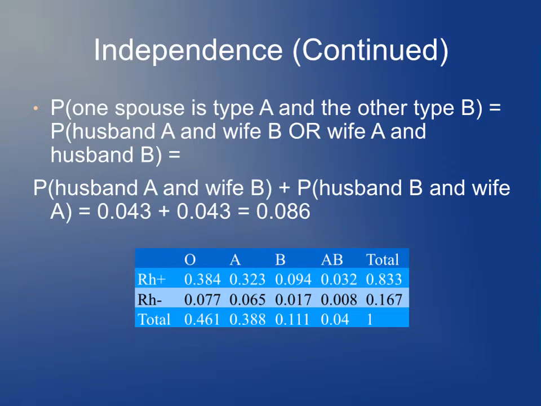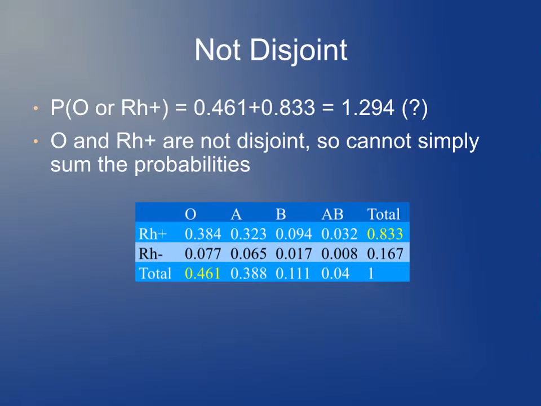And we can take this even a step further: what's the probability that one spouse is type A and the other is type B? Well, we can write that event as the husband is type A and the wife is type B, or the wife is type A and the husband is type B. Using the same logic as we used on the previous slide, either of those probabilities is equal to 0.043, so we sum them together. The probability of one spouse being type A and the other being type B is 0.086. But once again, this only works if the events are disjoint.